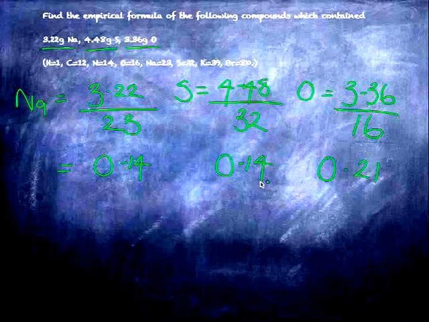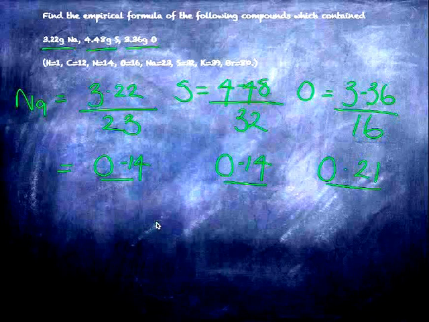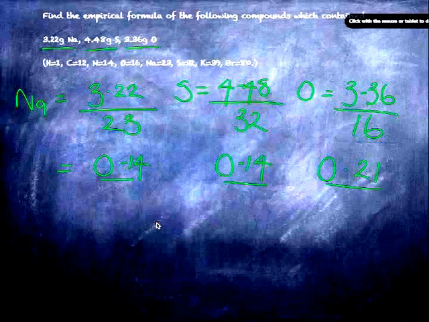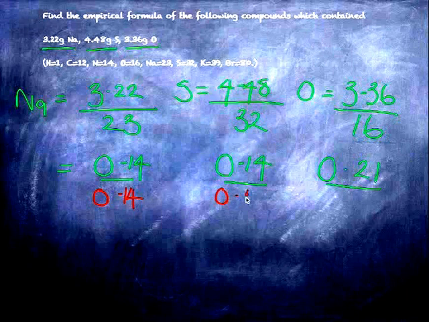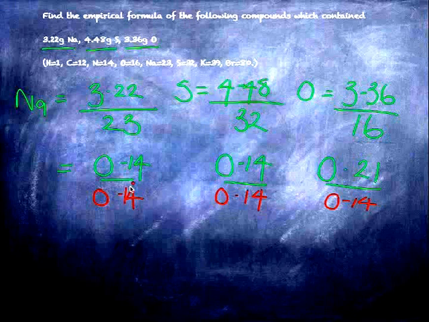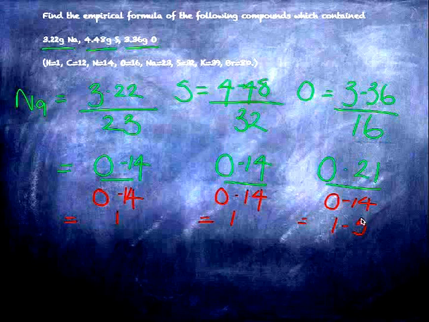So what's our smallest number? That's definitely the 0.14. So what we've got to do is make sure that we divide all of our numbers by the 0.14. So obviously that divided by itself is going to be 1, and this works out at 1.5 when you plug that into the calculator.